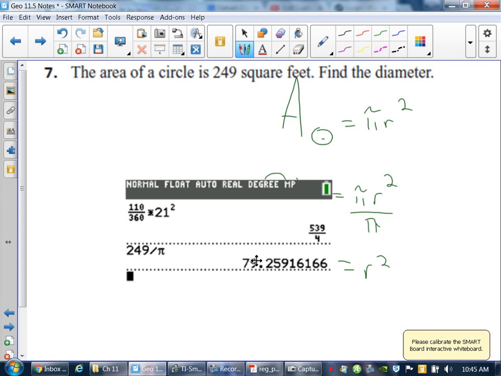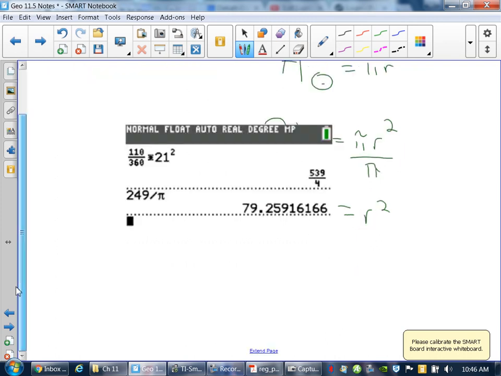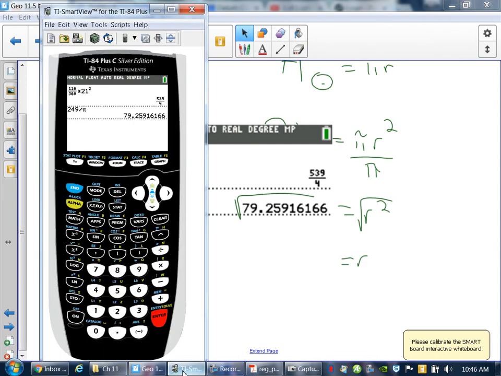What do you do to that to get r by itself? How do you undo squaring? Square root. So this gets us to the point now where we have to make sure that we know how to press the right buttons in our calculator to be able to do this. Since I just pressed enter, that means that this 79 and change is my last answer that's stored.